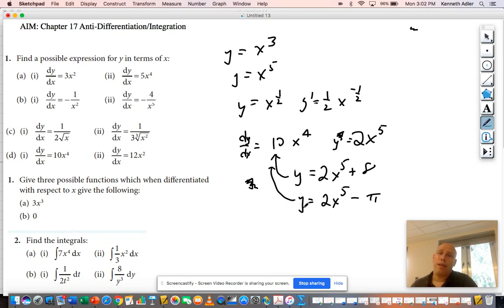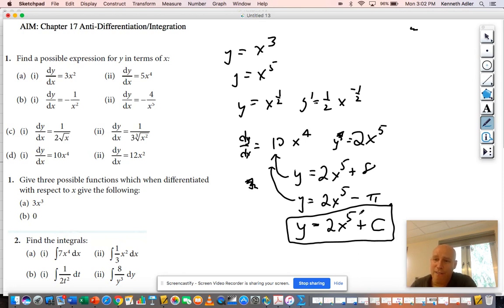And so this idea is when we do the integral or the anti-differentiation, we have to concern ourselves with the constant of integration. So whenever you take the integral, whenever you go backwards, you must have a c. IB will take points off.